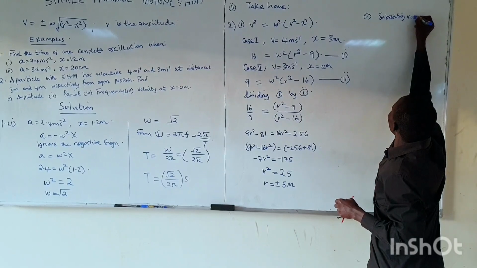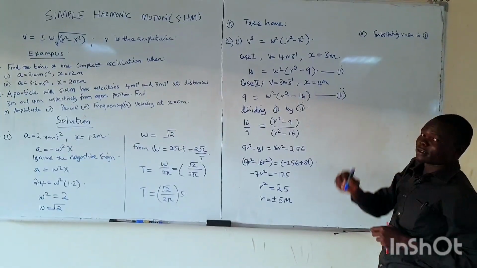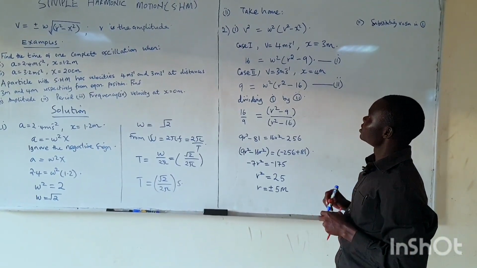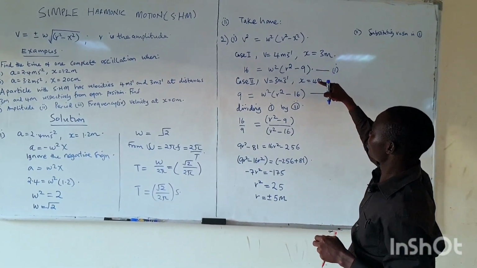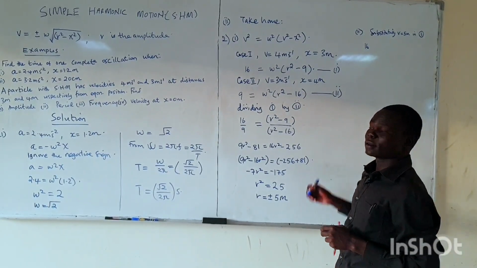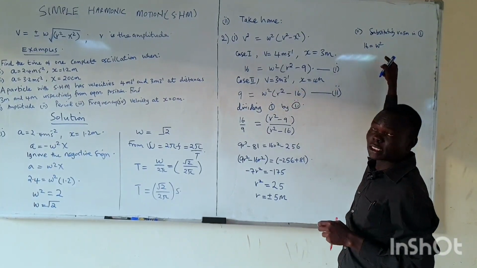So substituting r is equal to 5 meters in equation 1. Let us use 1. Substituting r is equal to 5 meters in equation 1. This is our equation 1. So we shall have 16 is equivalent to omega squared. Our emphasis is on getting omega.